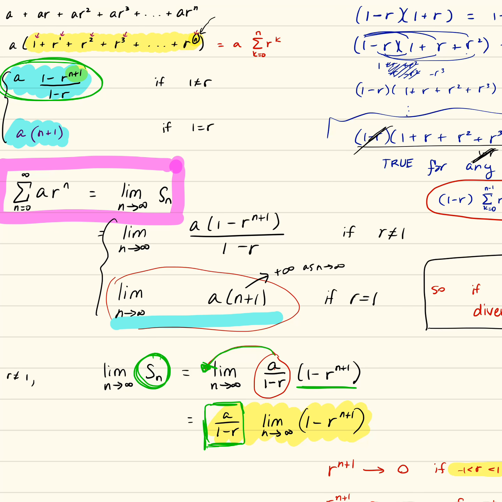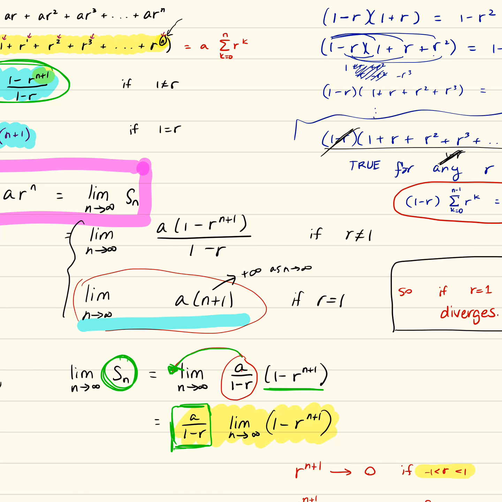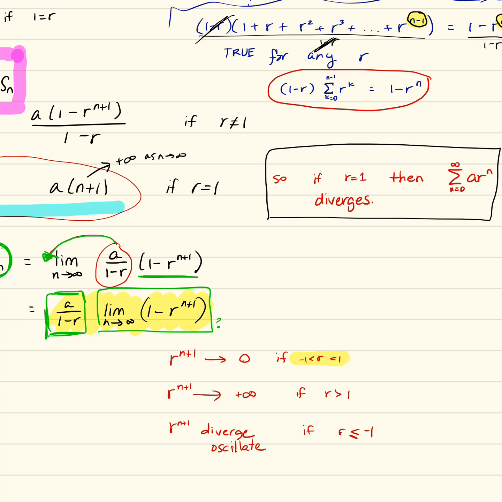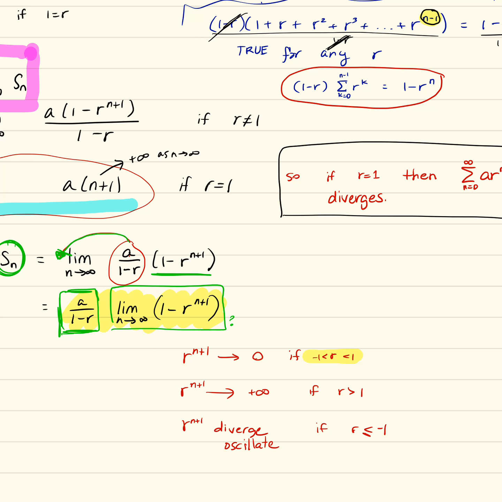And now I need to compute the limit as n goes to infinity of 1 minus r to the n plus 1. So I've got to figure out what this limit is. In order to compute it, let's remember that r to the n plus 1 is going to go to 0 if r is in between negative 1 and 1. Think about a fraction, like 1/2 to the n. That 1/2 is going to get smaller and smaller, and you're going to go to 0.